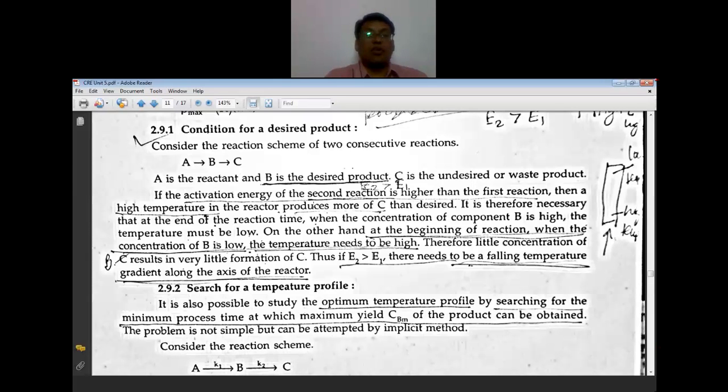Then what will be the temperature in the reactor, or what should be the temperature profile in the reactor? So when E2 is greater than E1, then a higher temperature in a reactor produces more C, because E2 is higher. So I will get higher C if the temperature is high. This is more important. E2 is higher, so if I supply more energy, then my conversion of B to C will be fast.